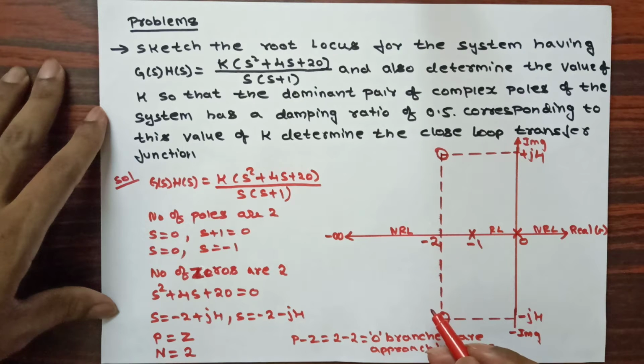and centroid. We know that we calculate the angle of asymptotes only when a branch is approaching infinity. If we are calculating the angle of asymptotes, then we calculate the centroid to draw that angle of asymptote. In this problem, I do not have any branch approaching infinity. Therefore, I do not need to calculate the angle of asymptote and centroid in this problem.